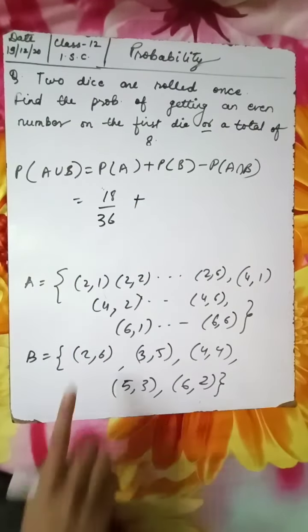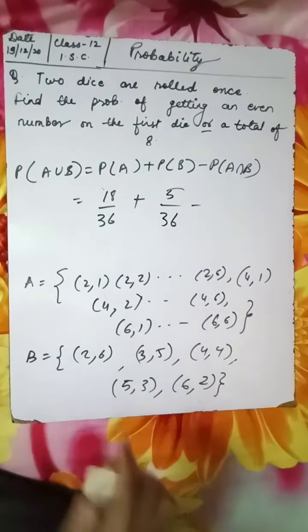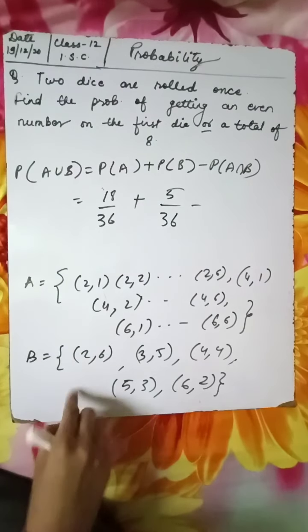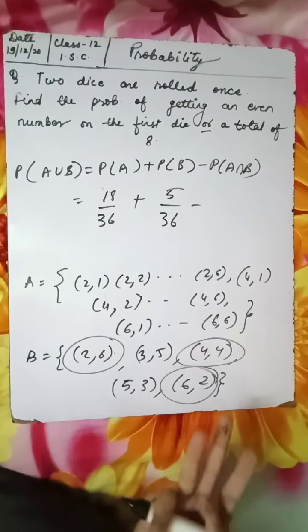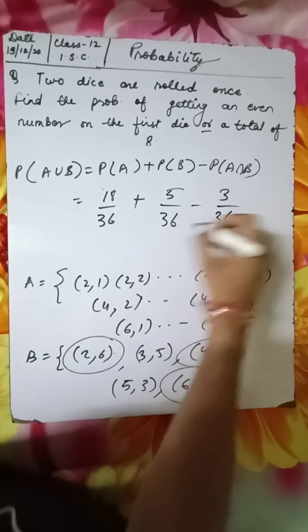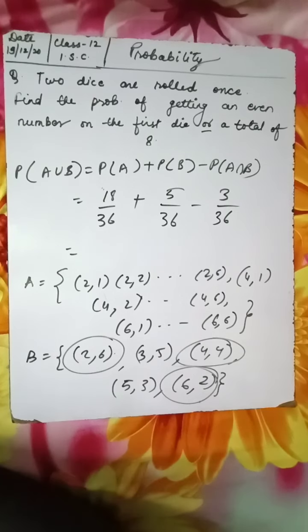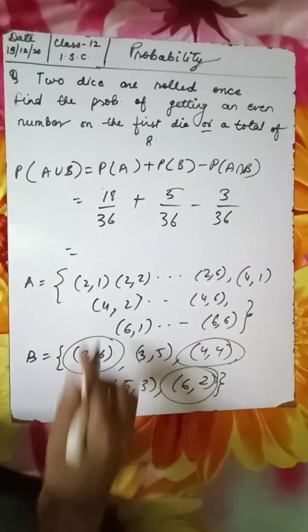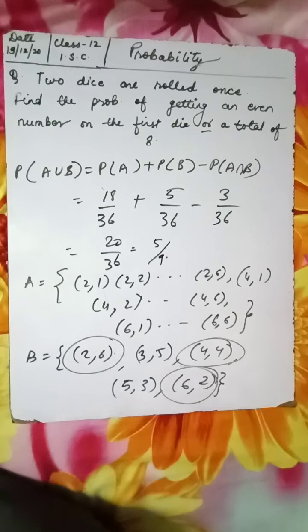Plus what is P of B? 1, 2, 3, 4, 5. So 5 by 36, minus. Is there any intersection between them? Yes. 2 and 6, 4 and 4, 6 and 2. So there are three intersections in them. So probability of A intersection B will be number of outcomes upon total number of outcomes. Now you need to solve it. And finally what you'll get: 18 plus 5, 23. Then 23 minus 3, 20 divided by 36. Or you can finally write 5 by 9. So 5 by 9 is the required probability.